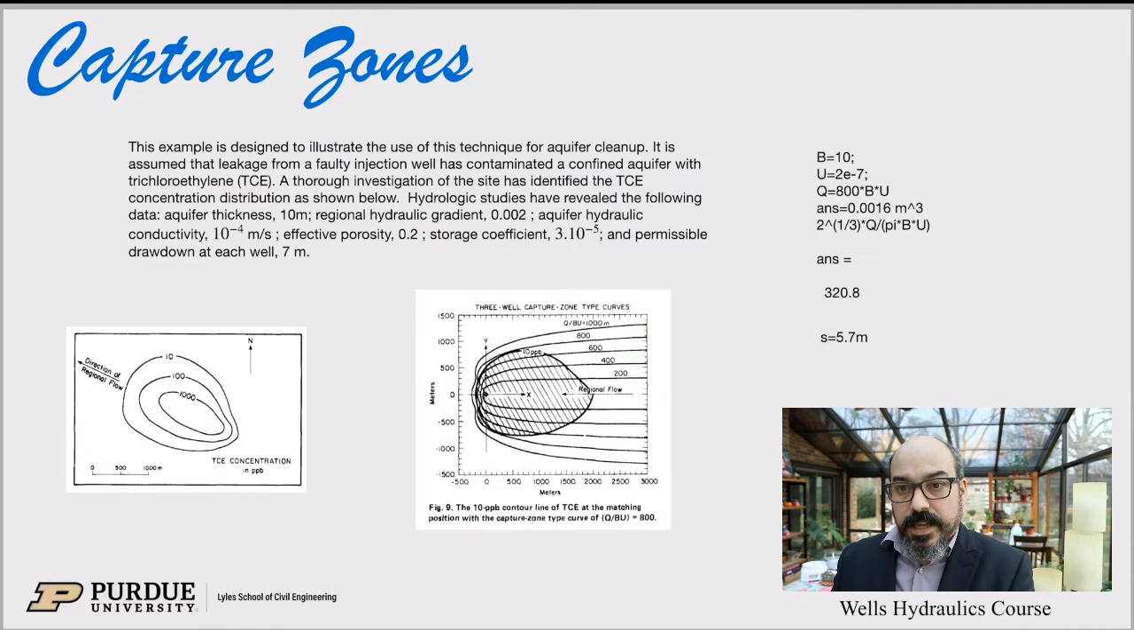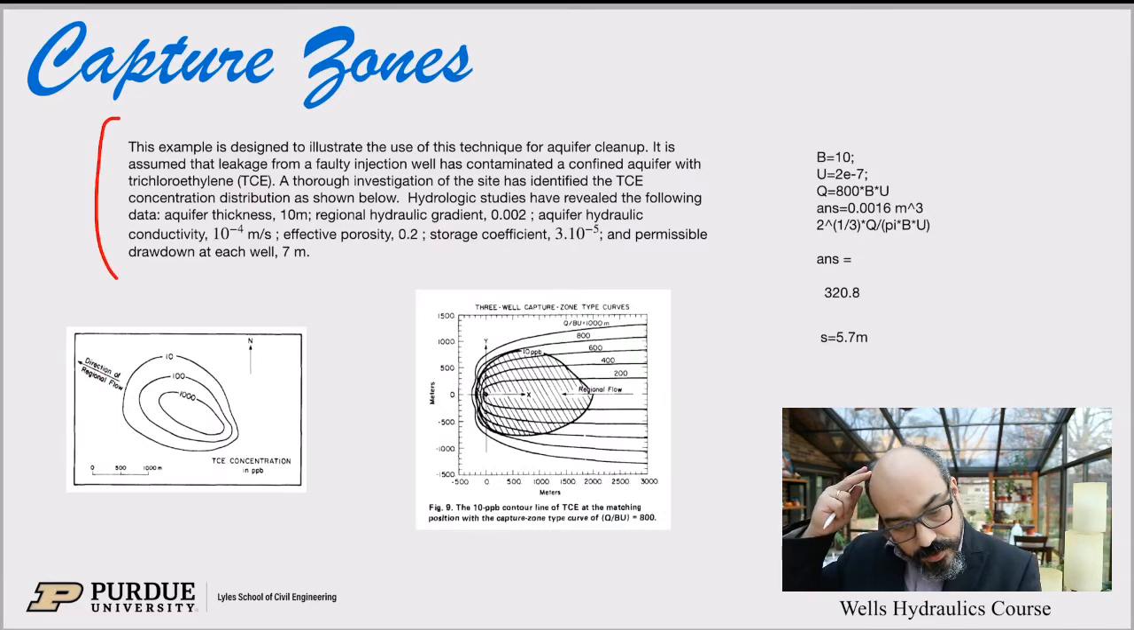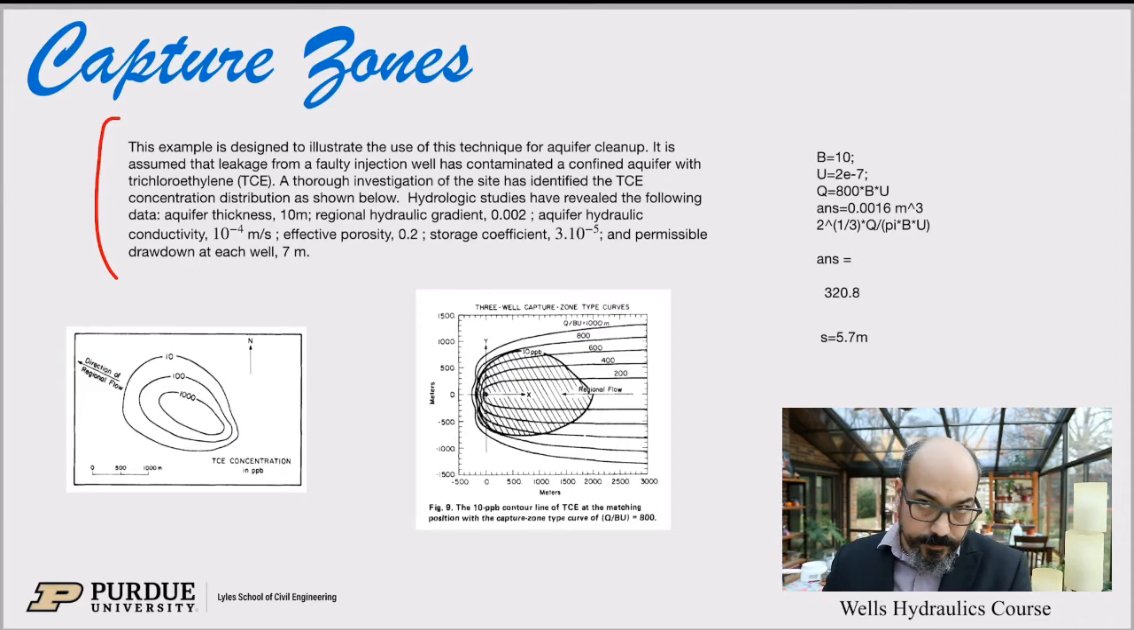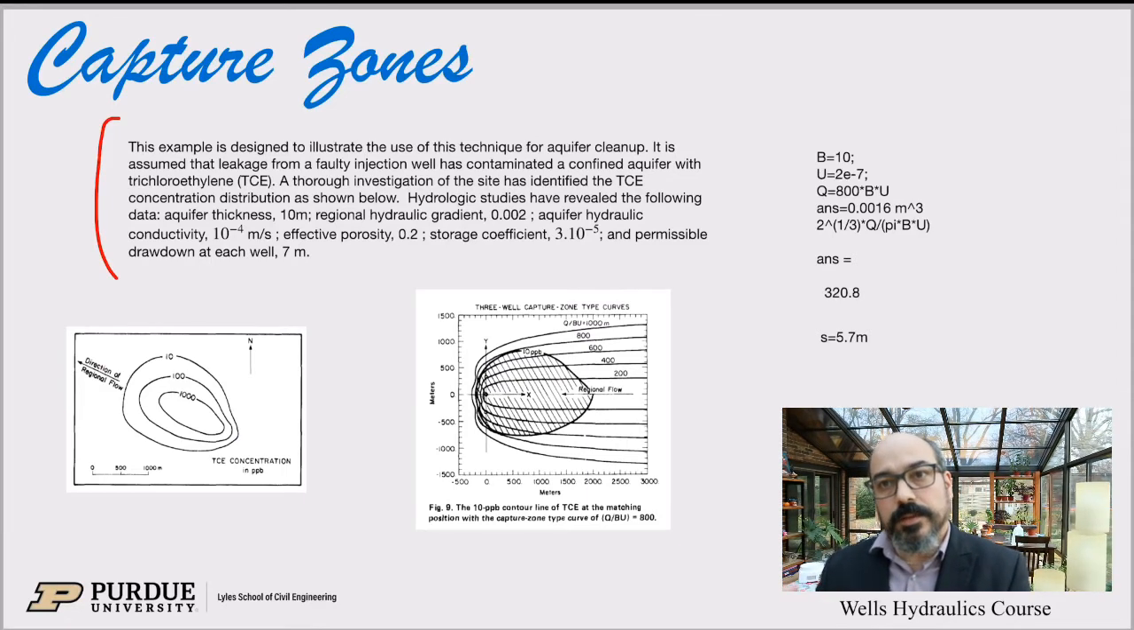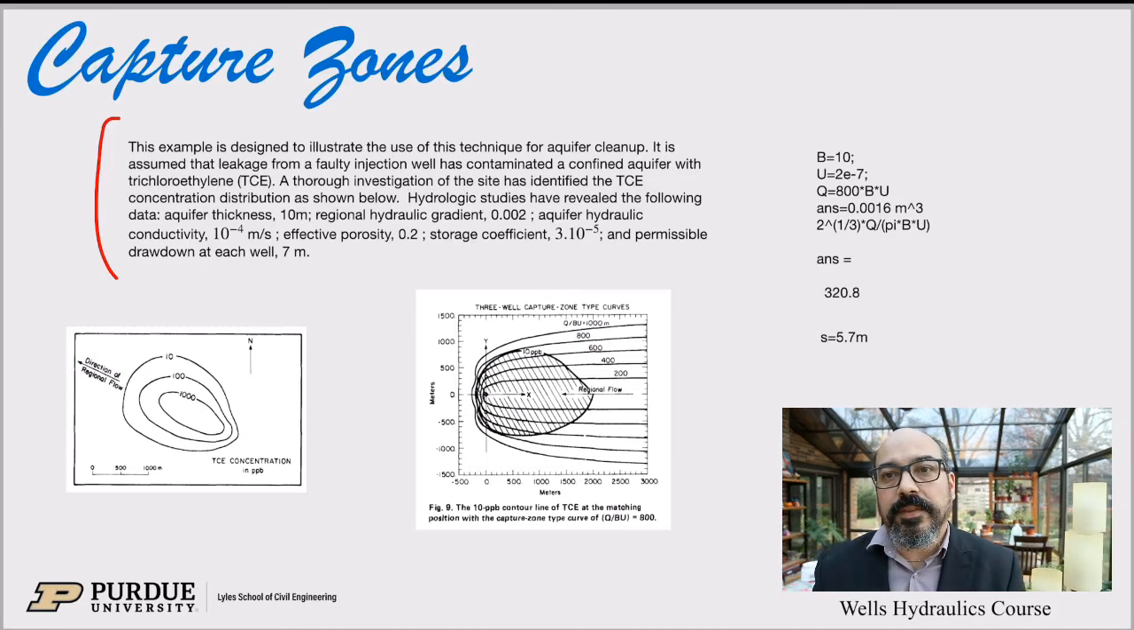Okay, so here's a quick example just to illustrate this. An example designed to illustrate the use of the capture zone, the graphic type curve method, to design a well system for a pump and treat system. Let's say we have this TCE plume. Remember, TCE is trichloroethylene, this degreaser. That's a big problem. There's a lot of sites that are polluted with it. We did an example in the last lecture.